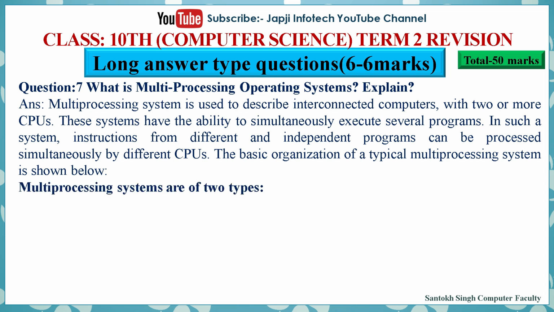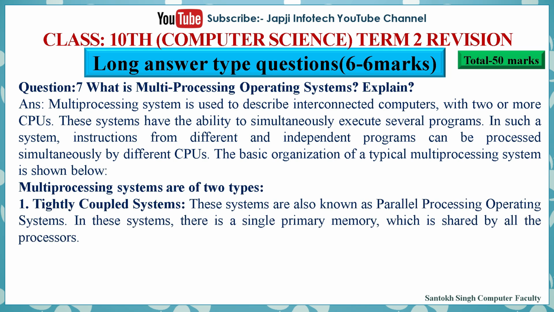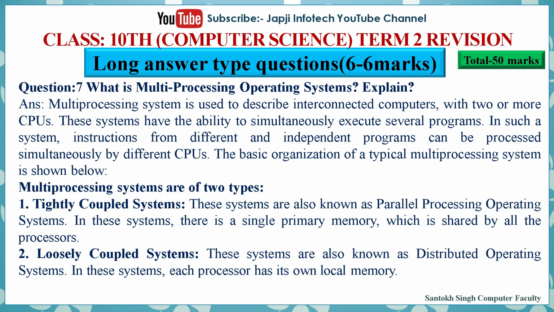So the multiprocessing systems are of two types. The first one is tightly coupled system. These systems are also known as parallel processing systems. In this system, there is a single primary memory which is shared by all the processors. Second one is loosely coupled system. These systems are also known as distributed operating systems. In this system, each processor has its own local memory.